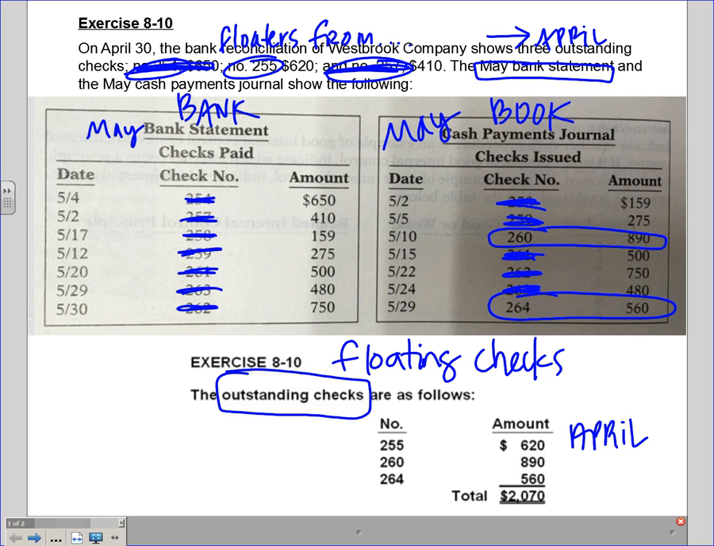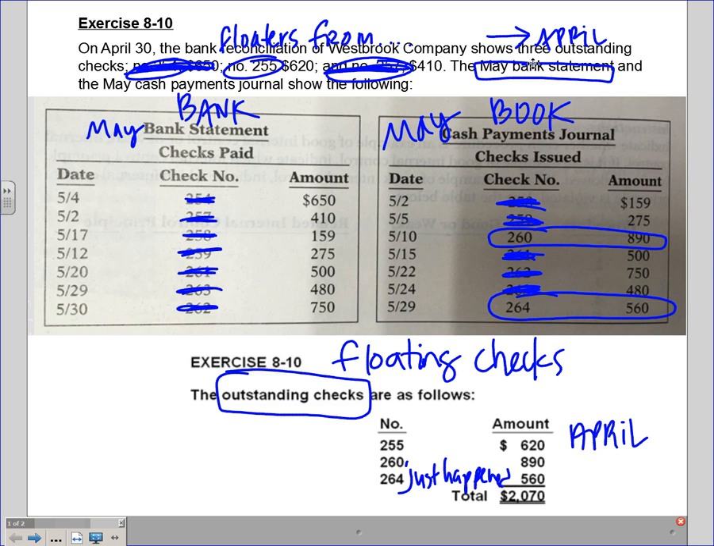Now, what would I do if this were my account? I get that this just happened. I just wrote 264, but you know what I'd probably do on that 255 and 260? I'd call those people. You know, I noticed that you haven't cashed my check from way back in April. Have you lost it? Do we need to take action on this?